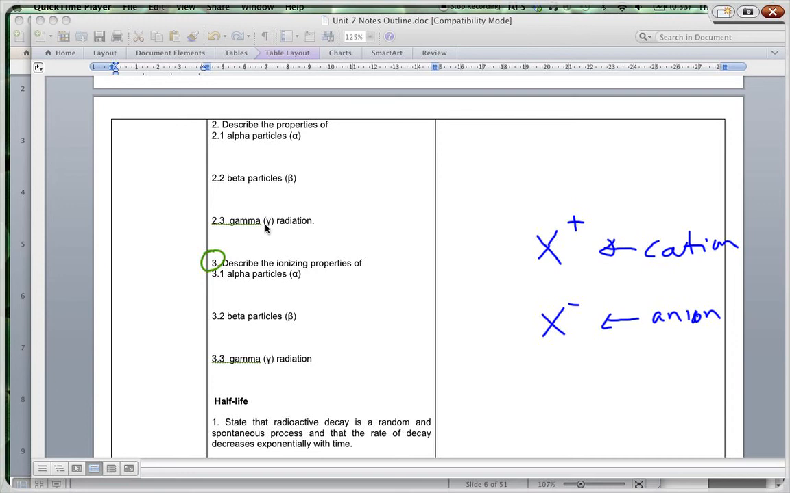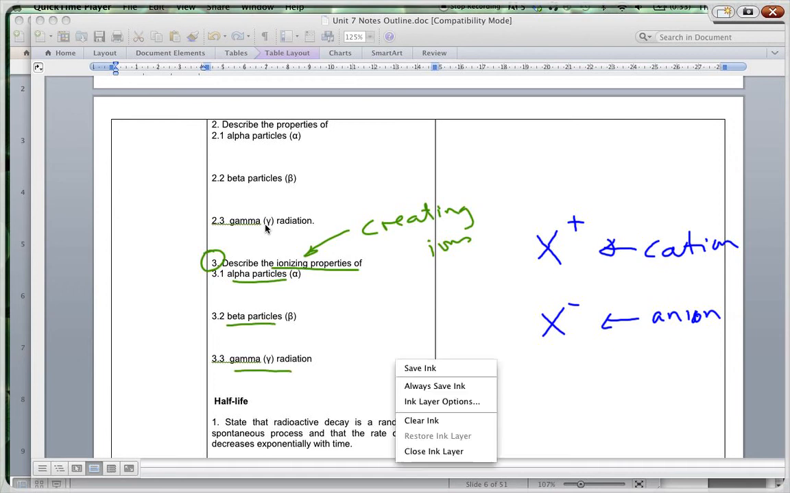Now, the thing with this is that as these alpha particles and beta particles travel through material, they have an ionizing effect. And that means, ionizing properties means that they create ions as they go through. So they are creating ions in materials that they are passing through. So we're looking at what are the ionizing properties of an alpha particle, a beta particle, and gamma radiation.